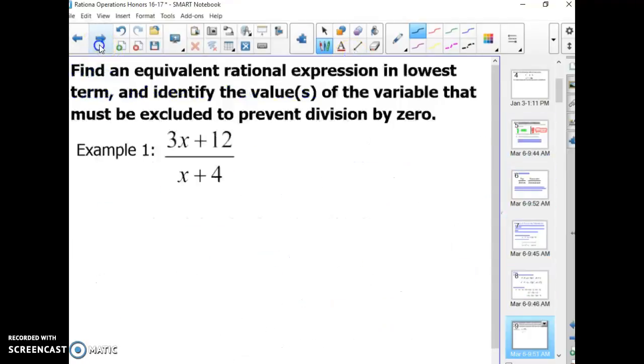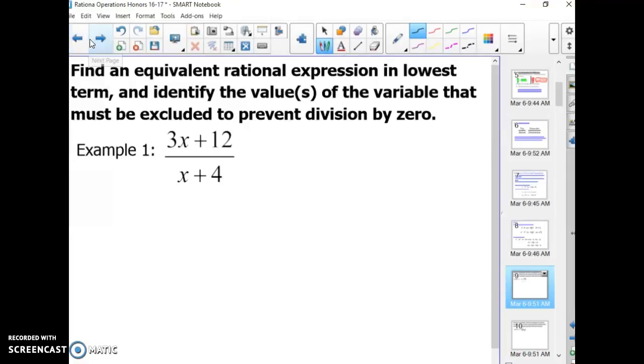So we're going to skip through the stuff. Example 1 and example 2. Step number 1, let's look at the bottom. x plus 4. If it's equal to 0, I solve for that. x is equal to negative 4. So I have my restriction. x cannot equal negative 4, because if it does, the bottom is equal to 0.